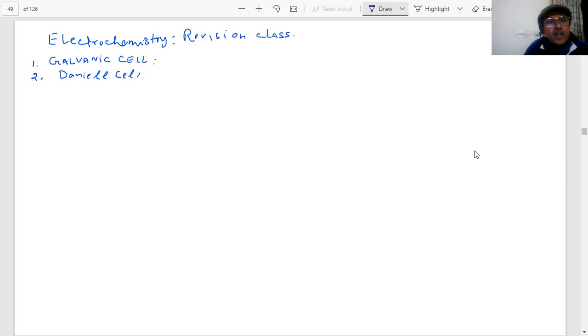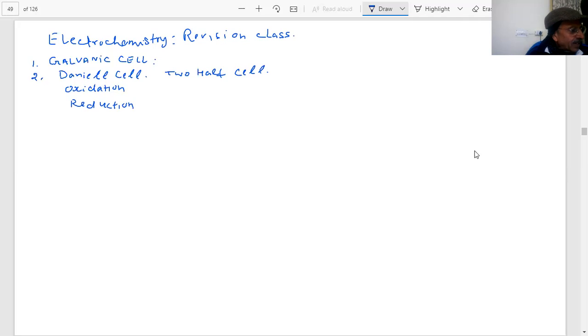Daniel cell, students. What we have to understand is what are the reactions which are taking place in the Daniel cell under standard conditions. When this cell was made under standard condition, you know what the two half cells are. Every cell has two half cells, students. At one half cell, oxidation takes place. At the other, reduction takes place. Are you familiar with this?